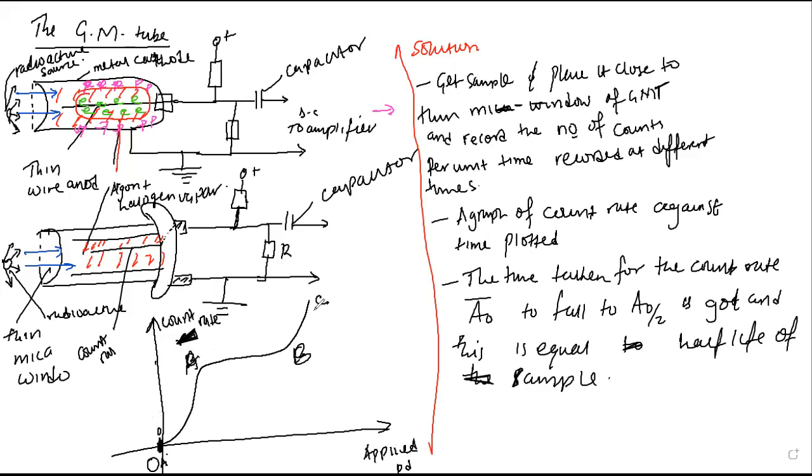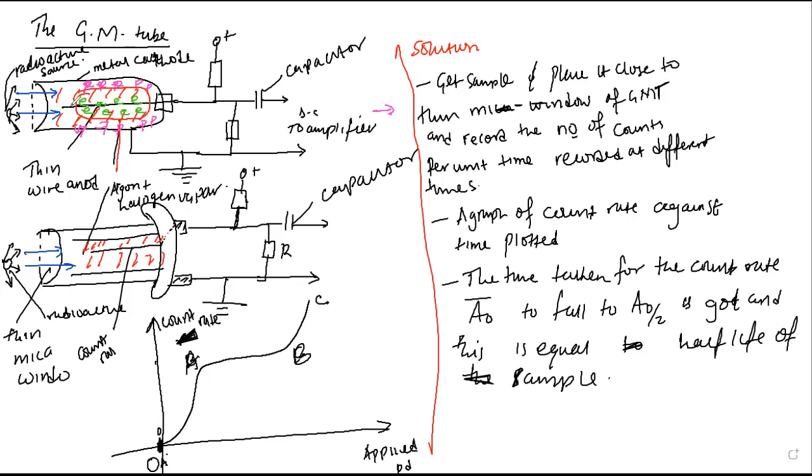So along OA, ionization current increases gradually with an increase in the applied PD. From the moment the ionizing particles enter the tube, the ionization current or the count rate starts increasing rapidly with increase in PD. This is because as PD increases, the number of ions accelerated to the respective electrodes also increases. Remember, I told you that when the radioactive particles enter the GM tube, they form ion pairs there and then. Those ion pairs are accelerated to their respective electrodes because of the high PD between the anode and the cathode.